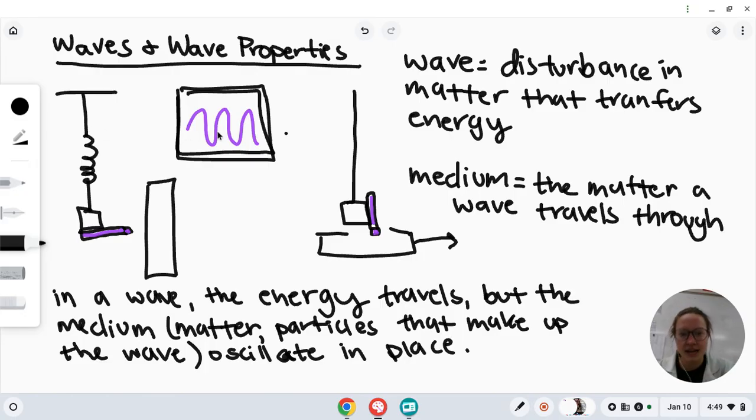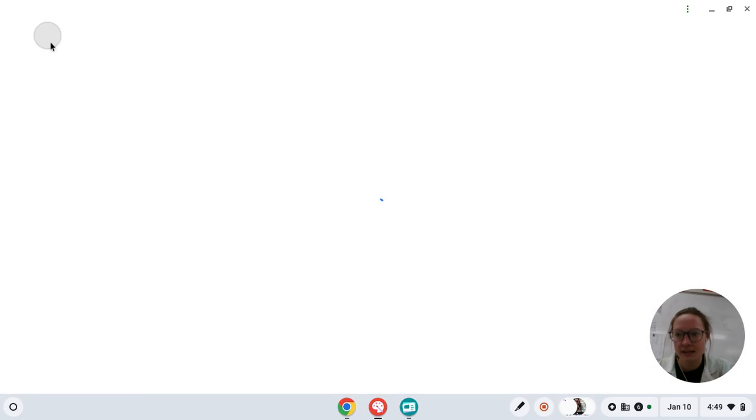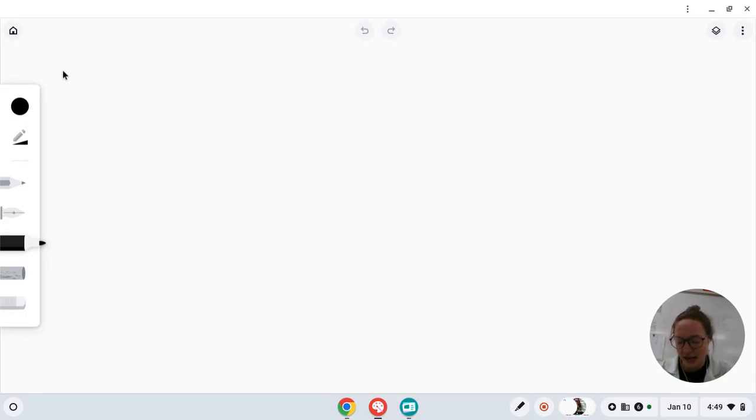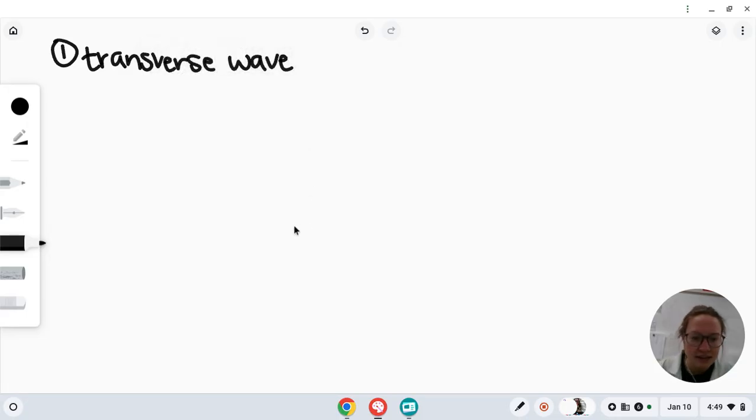We're going to look today at two types of waves, and let me grab us a new piece of paper here. We're going to look today at two types of waves. The first type of wave that we'll be looking at is a transverse wave. Let's take a look at it.